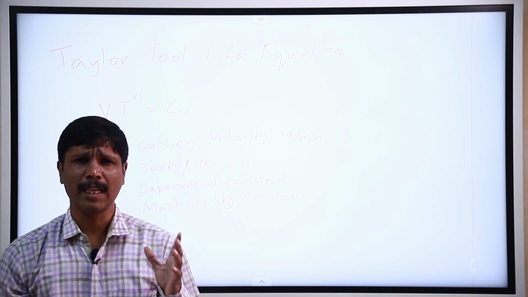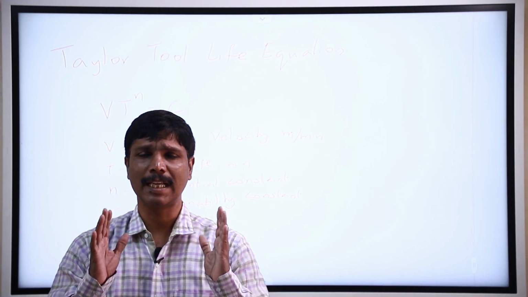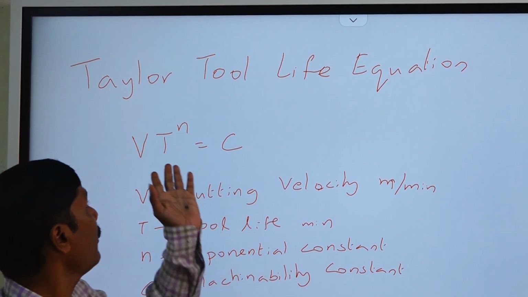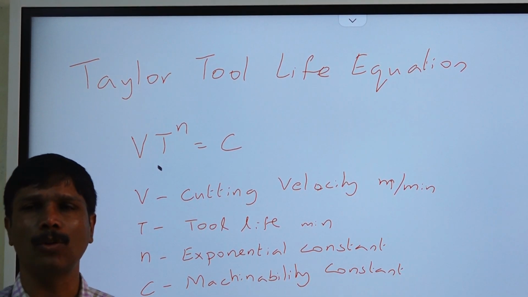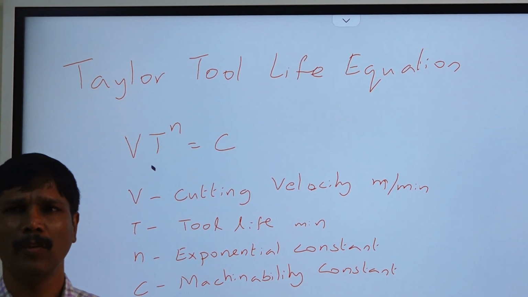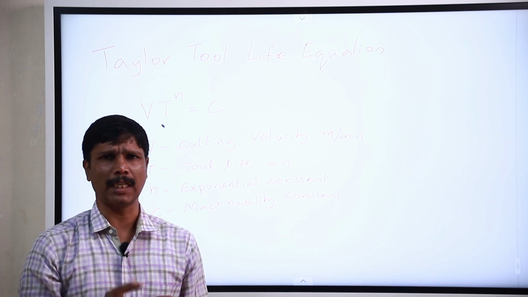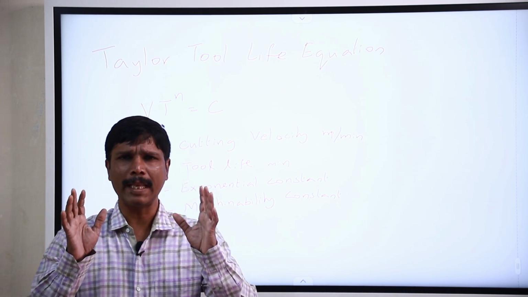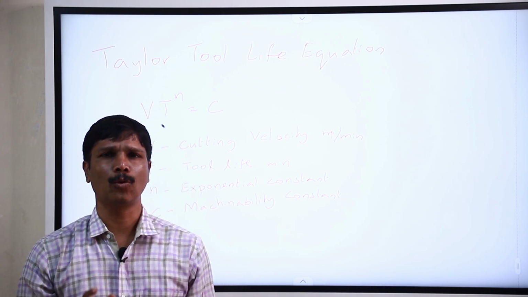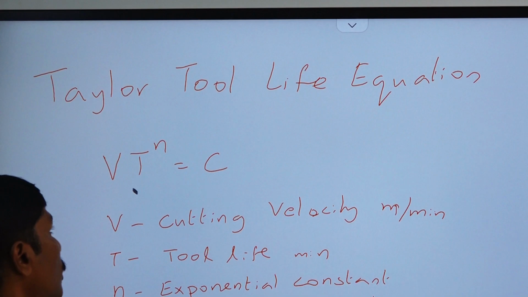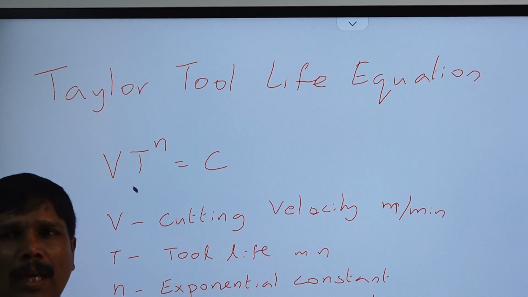We are going to see a fine concept, which is the Taylor tool life equation. We have the equation V t power n equal to constant. We have 4 variables, of which 2 are constant, and only 2 variables are related in the Taylor tool life equation, which was found by Taylor, hence it is called the Taylor tool life equation. Here cutting velocity is related to the tool life.